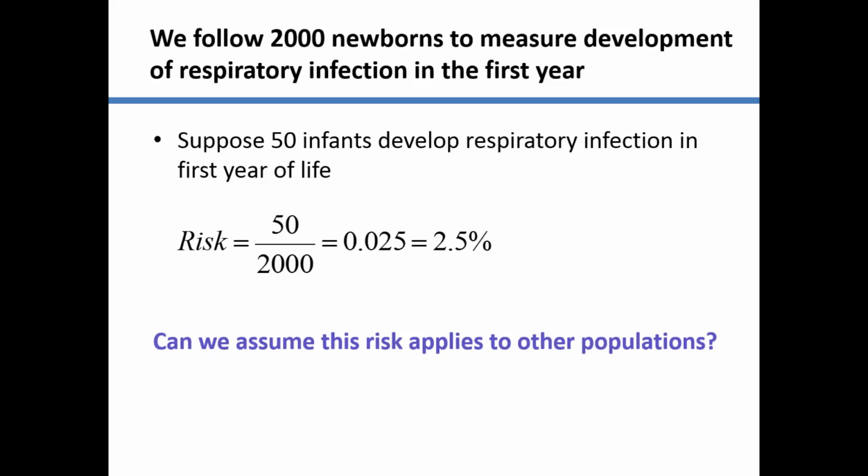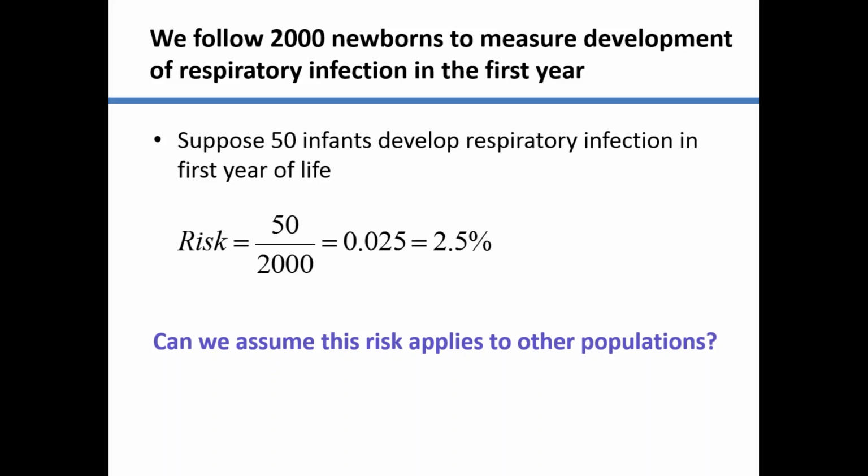Can we assume that this risk applies to other populations? This population, we need to specify the population. This is the risk in one country. Does it apply to another country? No, it doesn't. If it's a risk in one time period, for example, in this country 50 years ago, does it apply to this country now? No. It is not independent of time. It is not independent of place. It's very important to realize that.